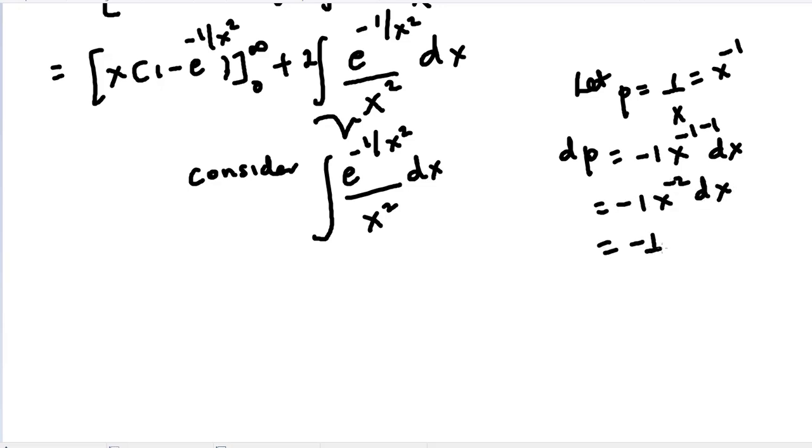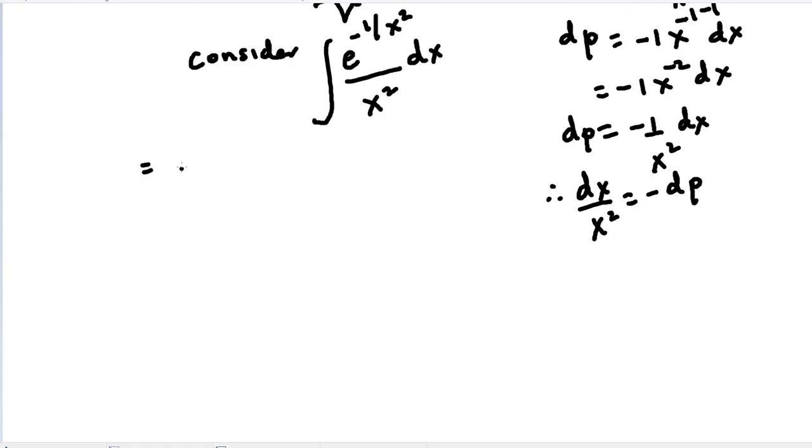This is negative 1 over x squared times dx. This is my dp. Now I don't have a negative sign here, so I can rewrite this as dx over x squared is equal to negative dp. Having got that, this is rewritten as e raised to the power of negative of 1 over x raised to the power of 2 times dx over x squared. Of course, we have the limit 0 to infinity.